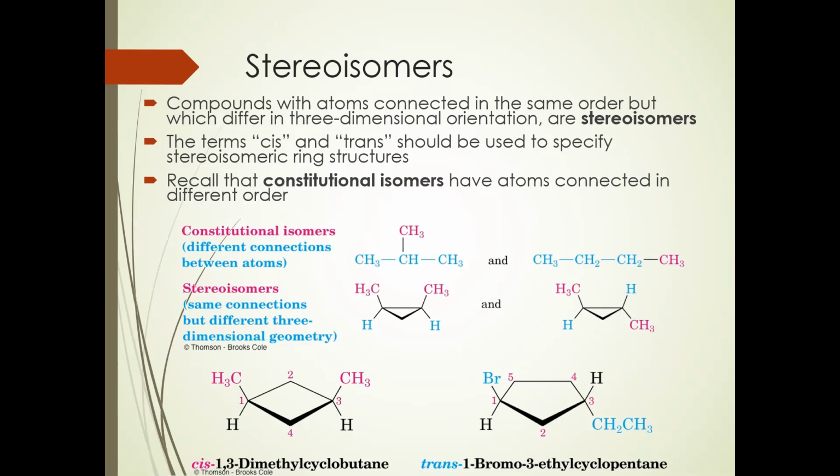Stereoisomers are compounds with atoms connected in the same order but which differ in 3-dimensional orientation. The terms cis and trans should be used to specify stereoisomeric ring structures. Recall that constitutional isomers have atoms connected in a different order, meaning different connections between atoms. Stereoisomers have the same connections but different 3-dimensional geometry.